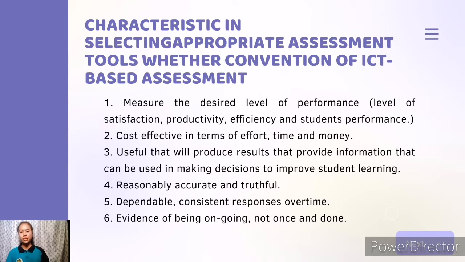improve student learning. Fourth is reasonably accurate and truthful. So the characteristics of the tool that you must choose can provide accurate and truthful data. Fifth, dependable, consistent responses over time. So the tools that you must choose must be consistent over time. The last is the evidence of being ongoing, not once and done. It is consistent as well. It is connected to number 5, so it must be ongoing or it must be consistent over time.